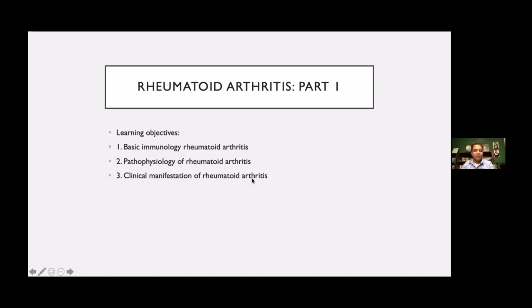Now I'm going back. This is our learning objective for today. So we'll discuss the basic immunology of rheumatoid arthritis. We'll discuss some of the basic pathophysiology of rheumatoid arthritis, and we'll wrap up the session today on clinical manifestations. I'll discuss more of the common clinical manifestations of rheumatoid arthritis in the upcoming lecture. I'll discuss more on some of the complications or extra-articular manifestations of rheumatoid arthritis. That's the topic for the next lecture.